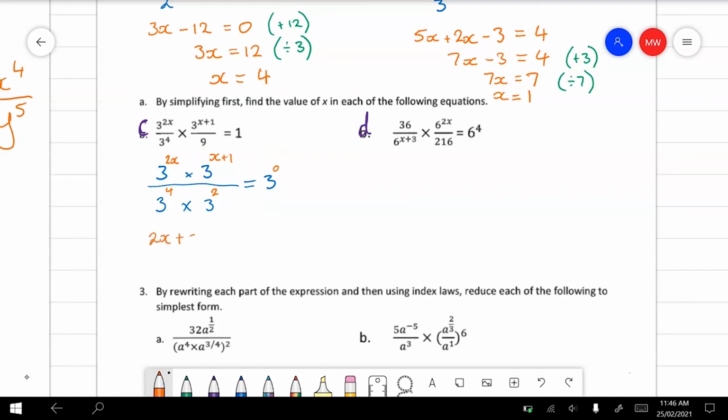2x plus x plus 1 minus 4 minus 2 equals nothing. I'll collect my like terms. So I've got 2x's and 1x making 3x's. And then I've got 1 minus 6, which is minus 5. And now I'll just switch over to the balance method. I'll add 5 to both sides. And I'll end up with 3x equaling 5. I'll divide by 3 on both sides, and I'll have x equals 5/3.